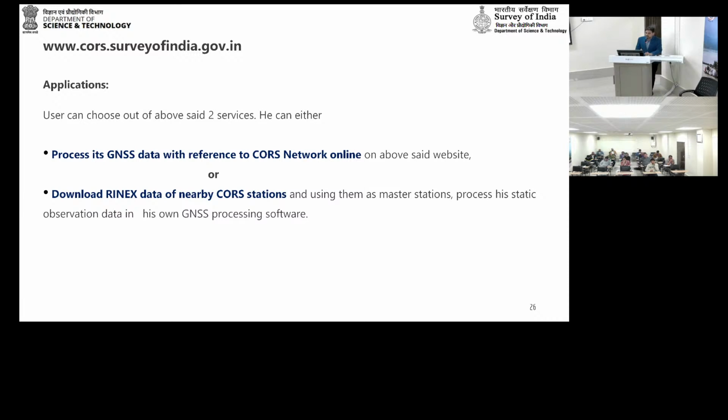Applications: the user can choose one of the above two services. They can either choose to process the GNSS data with respect to the CORS network online on the website, or download the RINEX data of nearby CORS stations and use them as a master station to process their static observation data in their own GNSS processing software. You can choose either of these two.